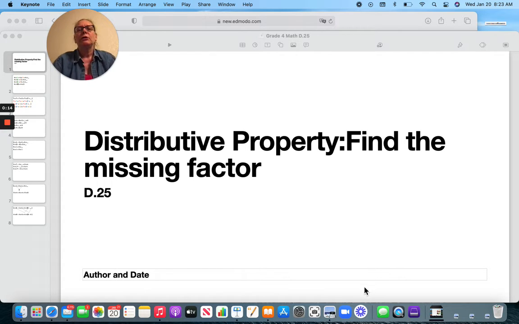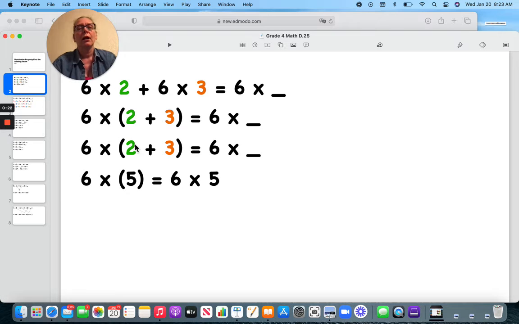So today in math, we are going to work on the distributive property and how we find a missing factor. If you look here, here's an example of the distributive property, and you can see this is the factor right here that we're going to need to solve.